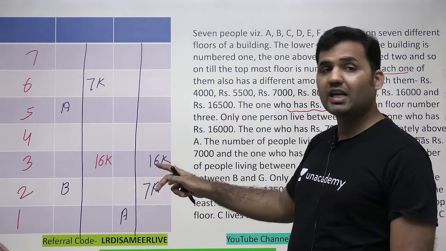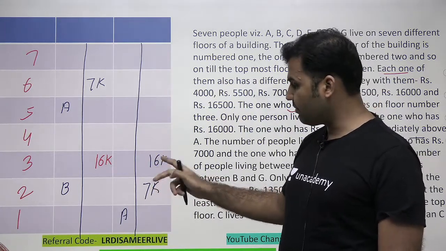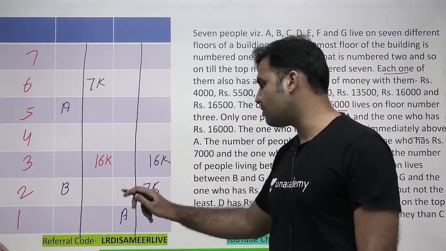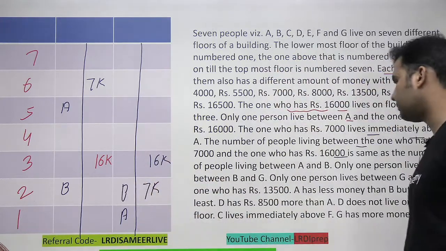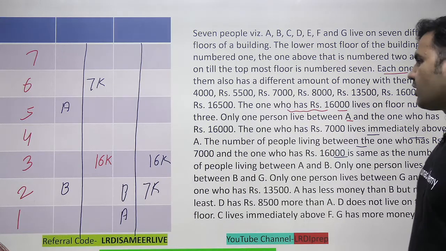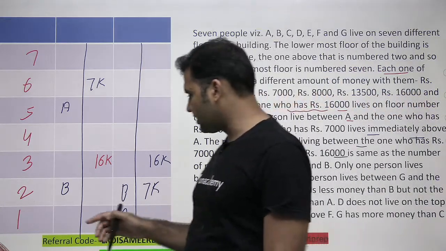So if I want to create a gap or no gap, right? You see that there's no gap between 7,000 and 6,000. So in this particular case, B will be living over here, right? Only one person lives between B and G. Okay, now it says that only one person lives between B and G.